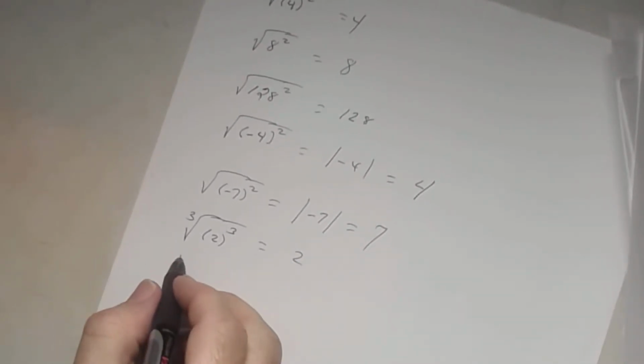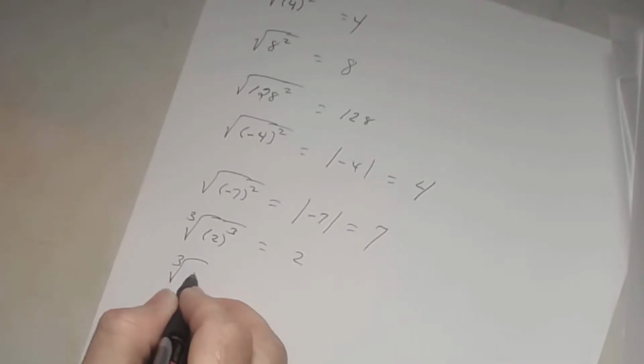Okay. Now, what if you had the cube root of 2 cubed? This is going to be 2. It'll be 2. I did it too, because I looked at the threes and counted.